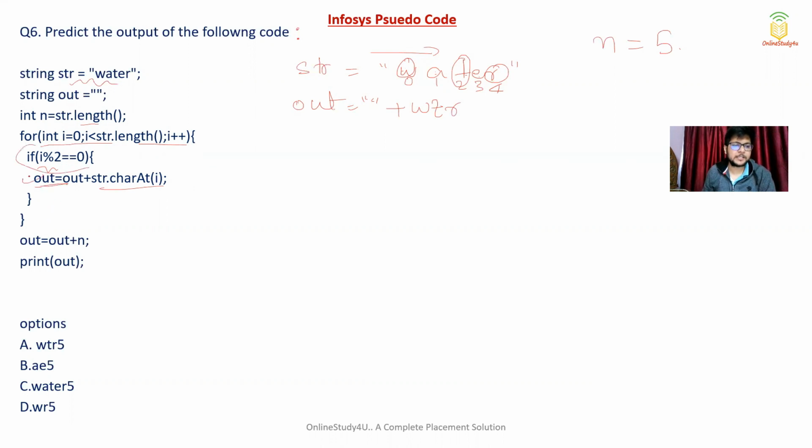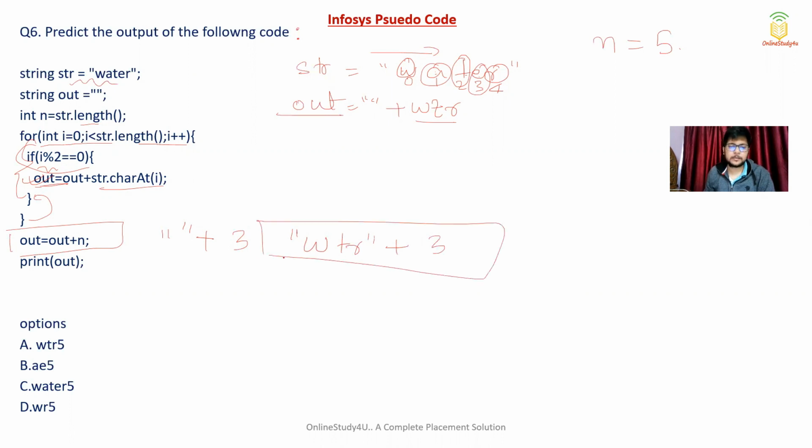This concatenation is happening only when the index is even. So only WTR will be added in out, right? And then the loop ends. There will be no operation when index i is odd. We see here that again there is an integer which is added to the string. WTR is a string, right? It is added with an integer. So in C++, it will give you an error. Certainly it will give you an error. But in Java, it will not give you an error.